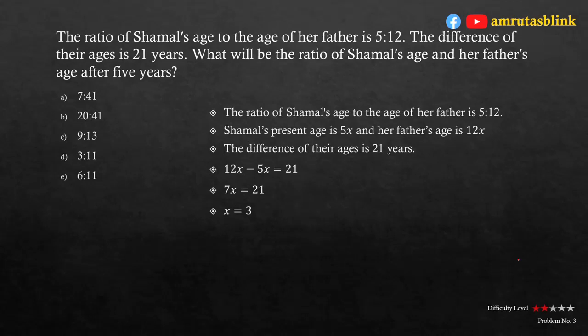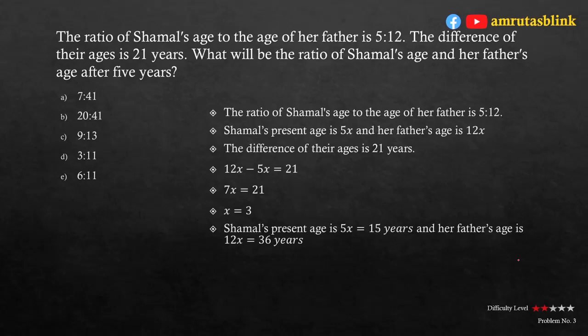So, from this x we can find out the current ages of Shamal and her father. What is the current age of Shamal? The current age of Shamal is 5x years. So, 5 into 3, that is 15 years, and the current age of her father is 12x, that is 12 into 3, which is 36 years.